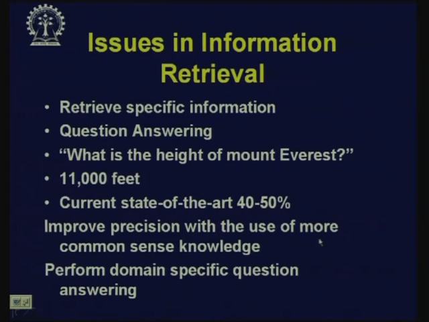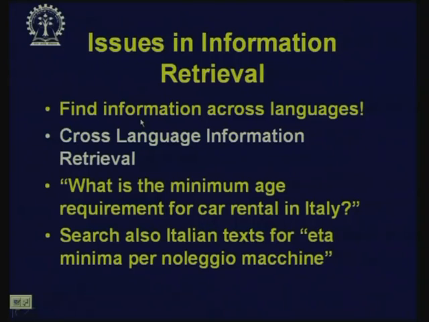We improve the precision with the use of more common sense knowledge, and often we capture this common sense knowledge in the form of knowledge representation. Okay. There are other issues like cross language information retrieval. That means we want to find the information across languages. For example, what is the minimum age requirement for car rental in Italy?